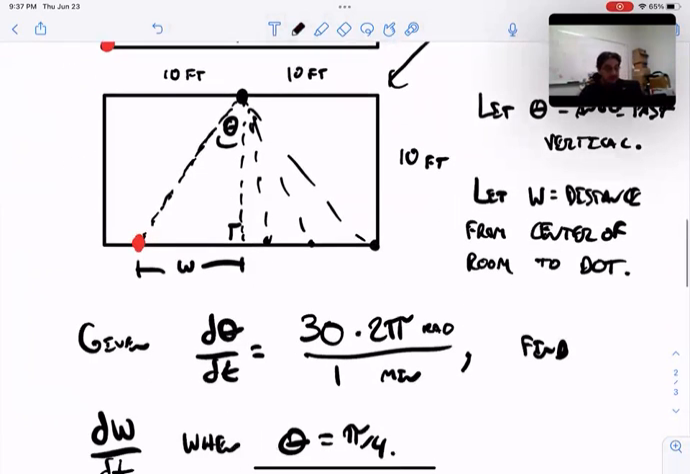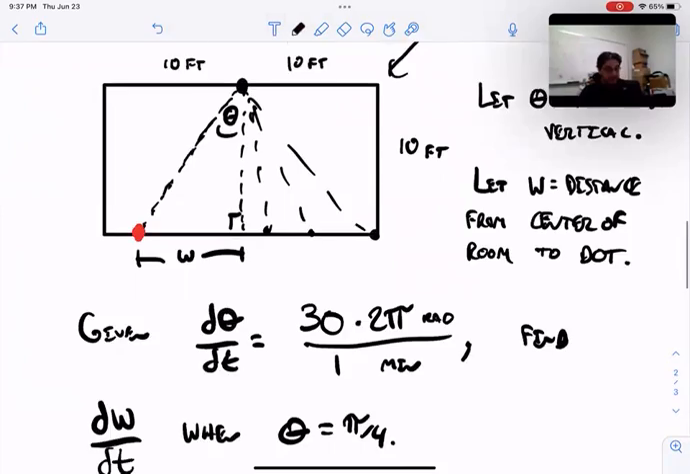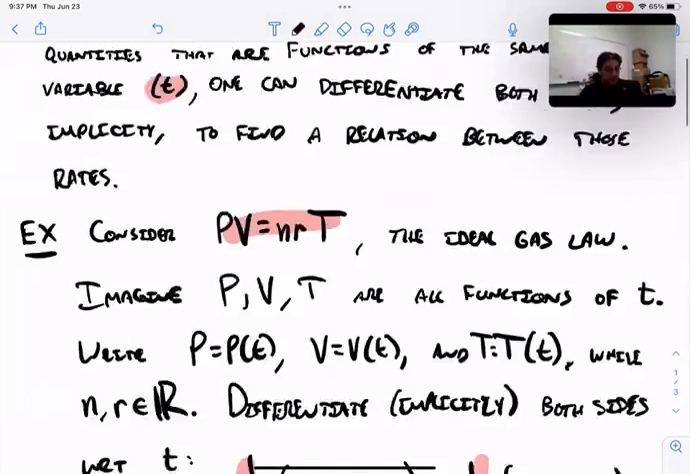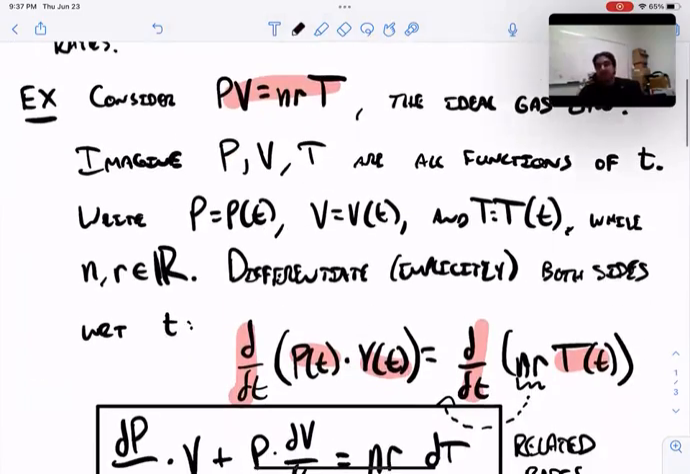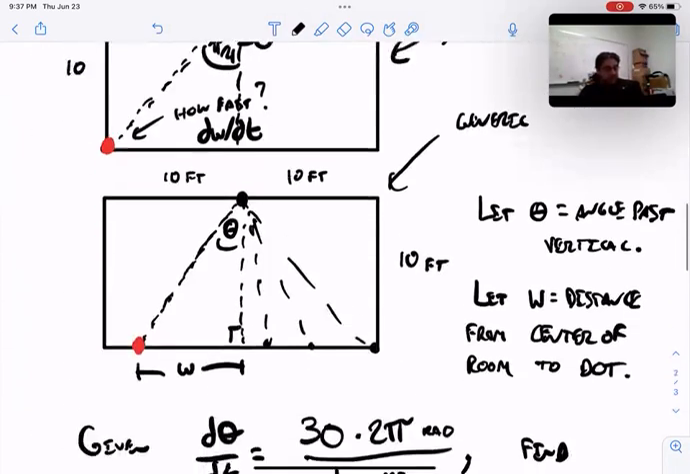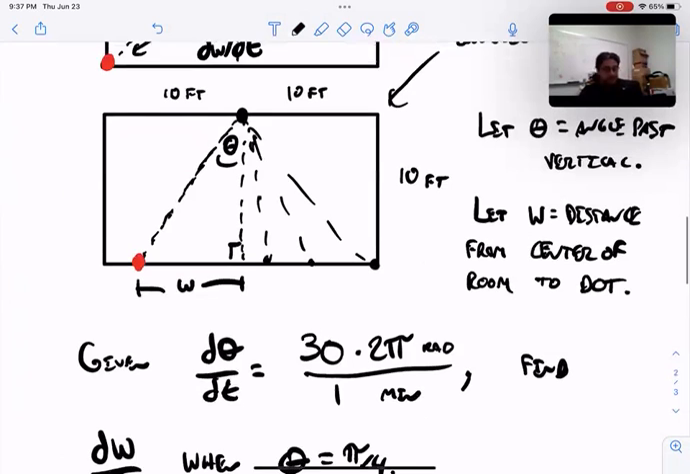Okay, so now let's do some math and solve this. Just like up here, I had the ideal gas law relating these quantities before I differentiated both sides with respect to time. Here, I need some relationship between these quantities. Well, what do I have in this picture? I'm just going to clean it up a little bit. I have a right triangle and W is the opposite side on that right triangle.